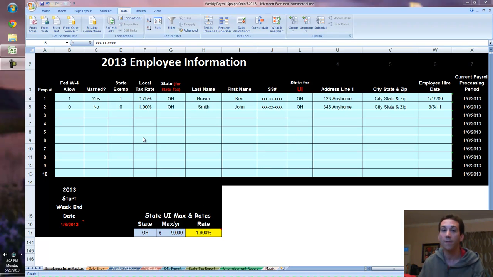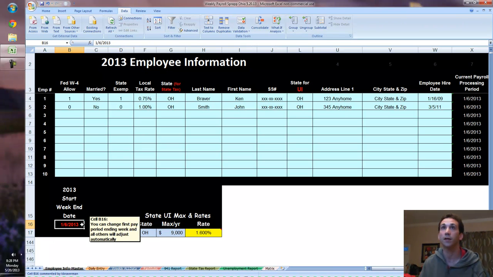What we have here is a weekly version. So if you dish out your paychecks every week, you would put down here the day that the first pay period of the year ends. In this case, the first pay period of the year 2013 ends on a Sunday, 1/6/2013. So you just type it in and it'll change all your future pay periods.